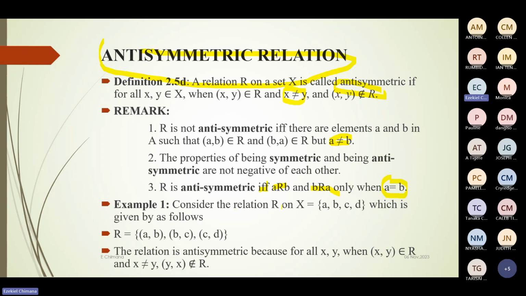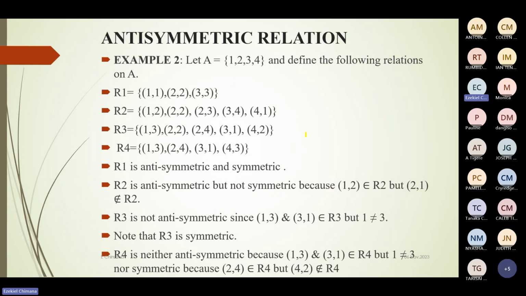For example, consider the relation R on X = {a, b, c, d}, given as (a, b), (b, c), and (c, d). The relation is antisymmetric because for all x, y, when (x, y) is an element of R and x is not equal to y, (y, x) is not an element of R. Like you have (a, b), but we do not have (b, a). Here you've got (b, c), here you've got (c, d). So this one can be taken as an antisymmetric relation. Let's do more examples.